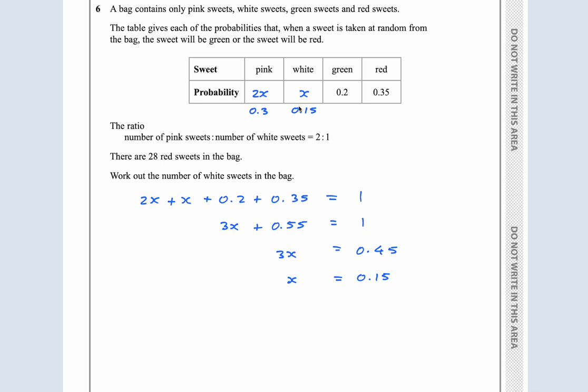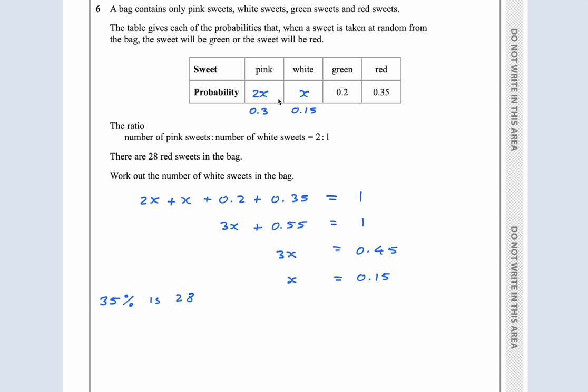He then says there's 28 red sweets. How many white sweets? Okay, so 15 doesn't go into 28 nicely, or into 35 nicely. So I'll do it this way. You could turn it into fractions. I'll stick with a percentage. So 35% is 28, because he says there's 28 red sweets, so 35% is 28.